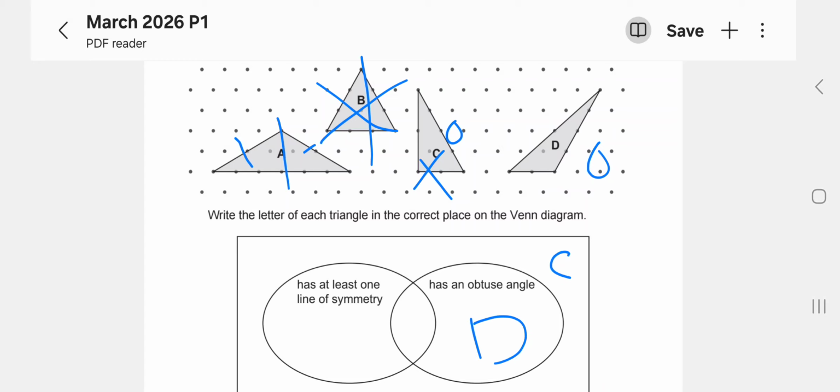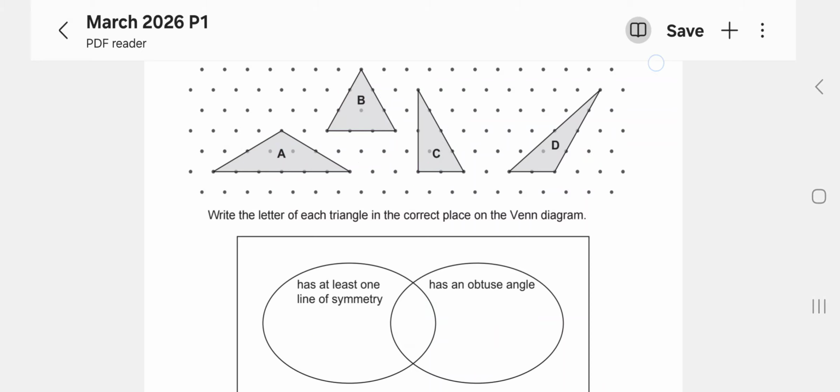Obtuse angle is D. Obtuse and one line of symmetry is A, because this angle here is obtuse, and it has only one line of symmetry. At least one line of symmetry is B, because it has more than one line. It has 3. Equilateral triangles have 3 lines of symmetry. An isosceles triangle has only 1, and a scalene has 0 lines of symmetry.